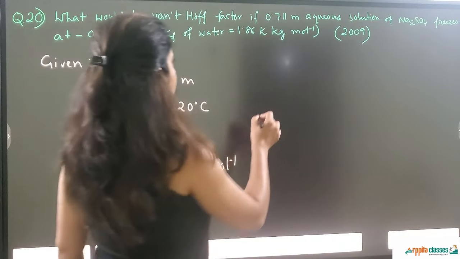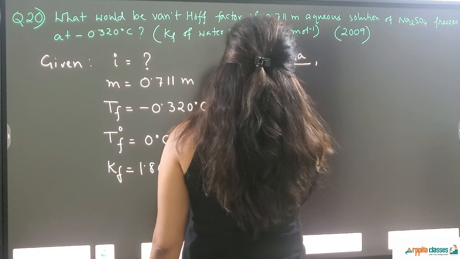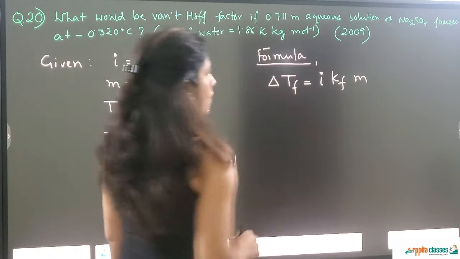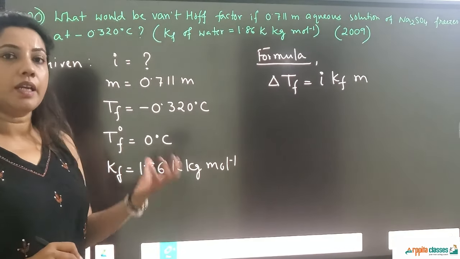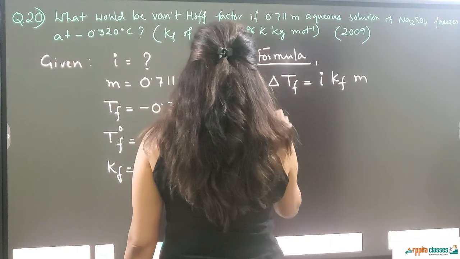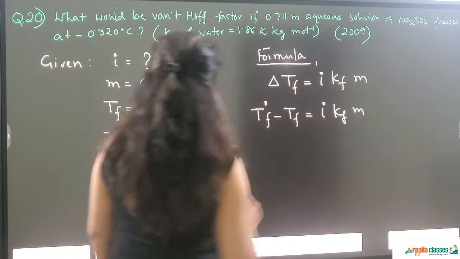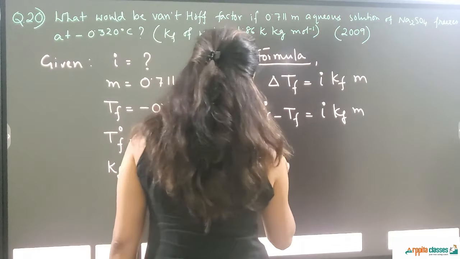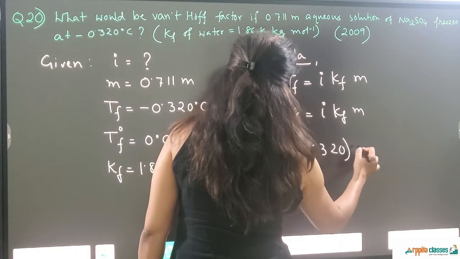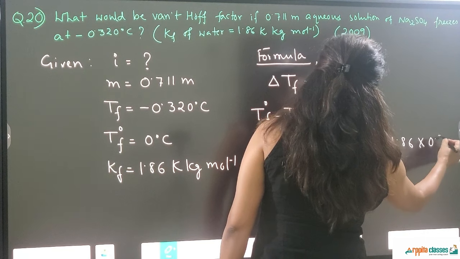So we know the formula: delta Tf is equal to i into Kf into m. Now what is delta Tf? It is the freezing point depression, that means the freezing point of the solution will get depressed. So delta Tf will be T0f minus Tf is equal to i into Kf into m. T0f is 0 degrees Celsius, so 0 minus Tf, minus 0.320, is equal to i, which we do not know, Kf is 1.86 and molarity is 0.711.